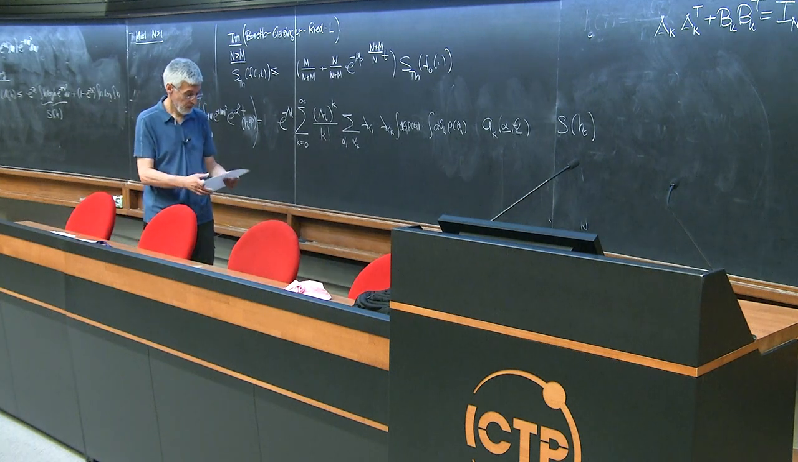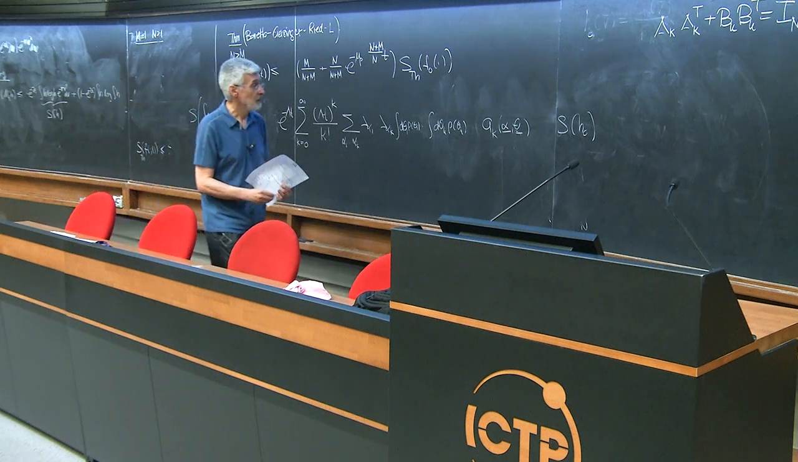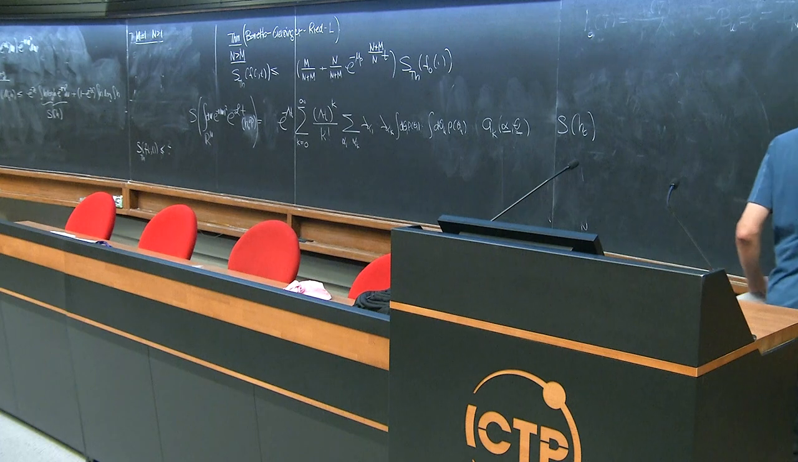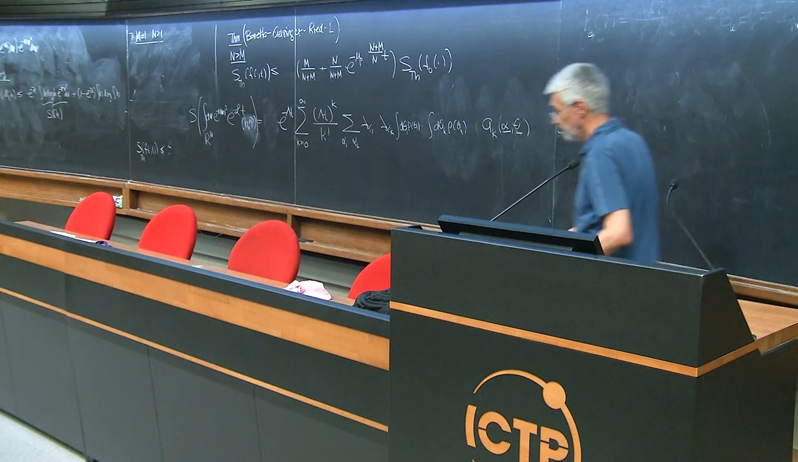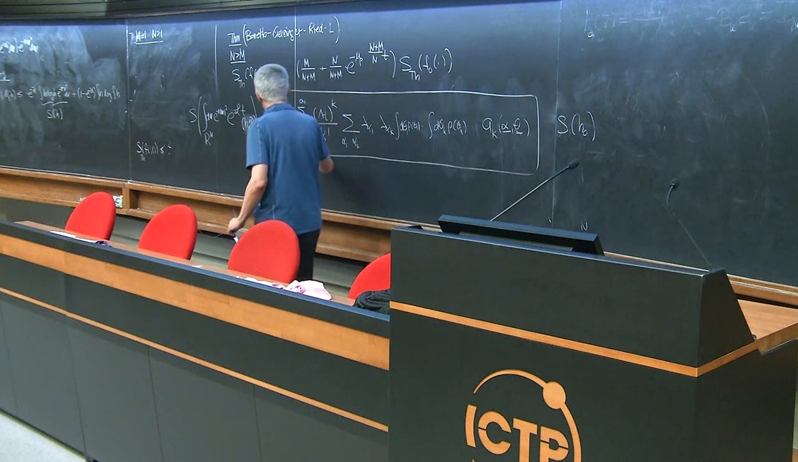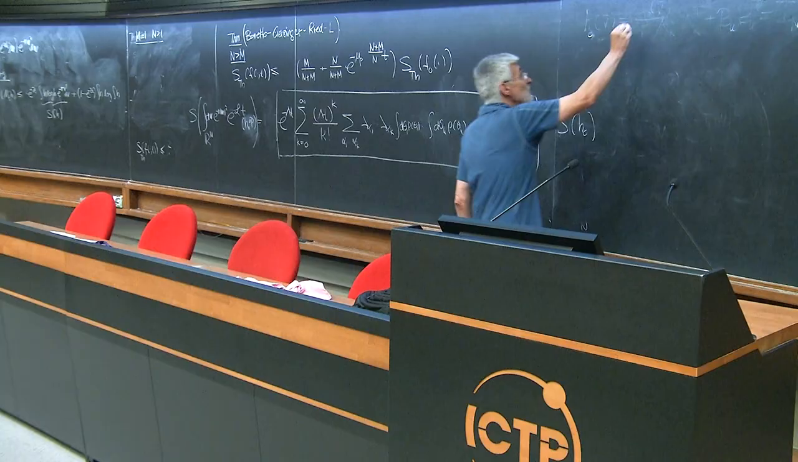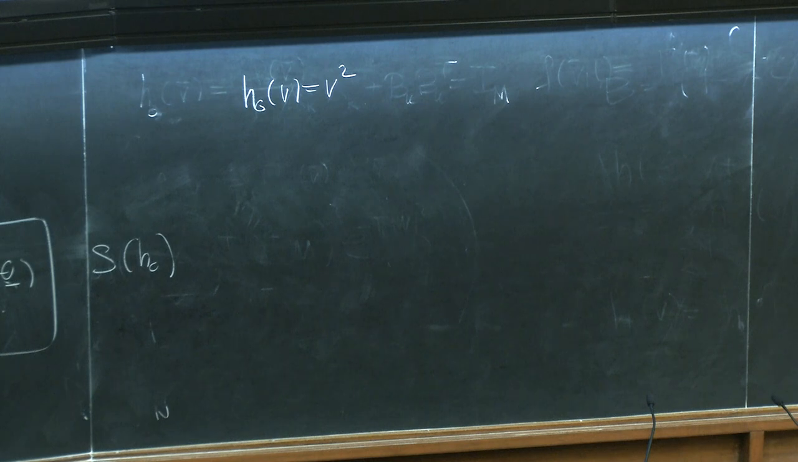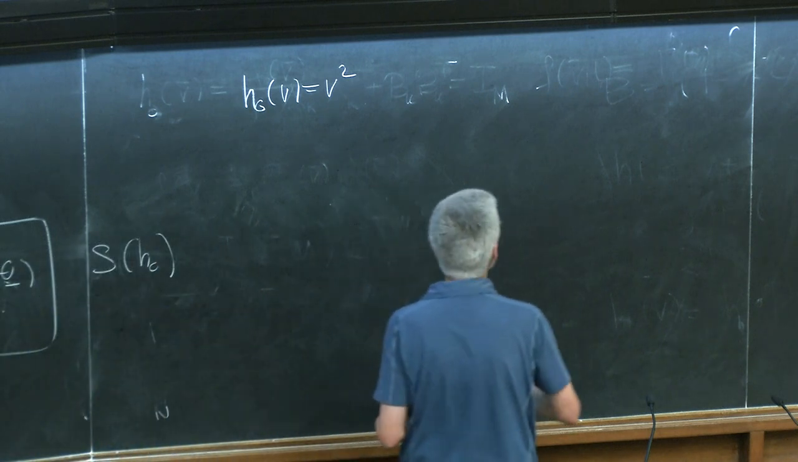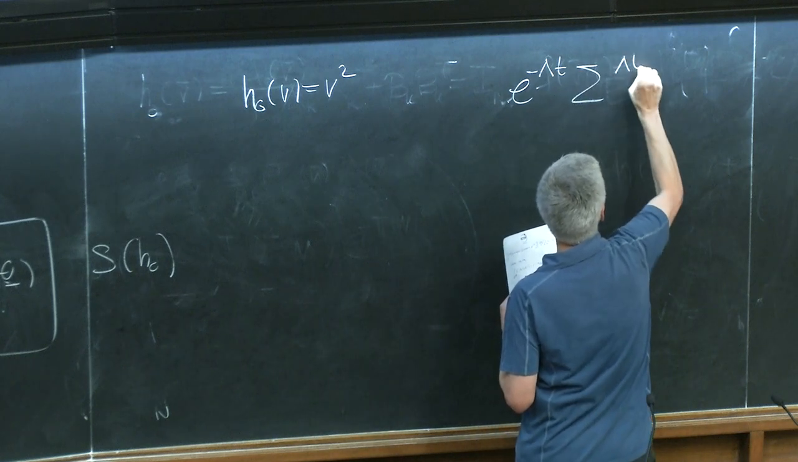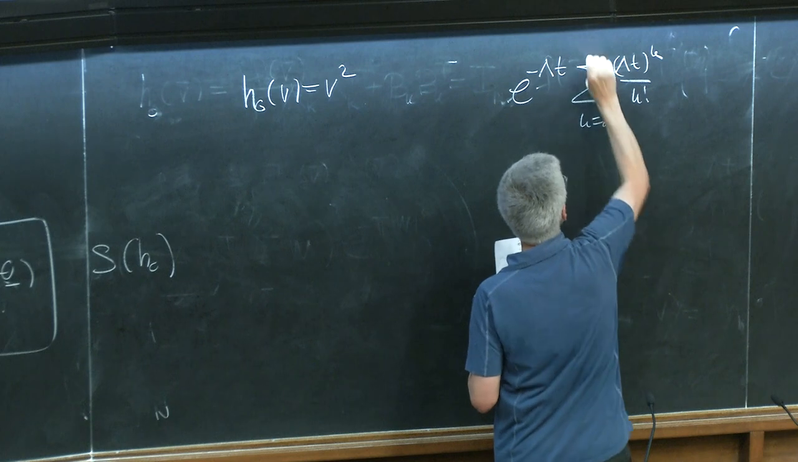Let me erase this. So we have to compute this sum. Well, here's the idea. You choose H0 of v to be v squared. Okay? So now you have two things. The first one is the formula. Maybe I write this formula down somewhere and stash it away. So this was this integral e to the minus lambda t, sum lambda t to the k over k factorial, k goes from 0 to infinity.